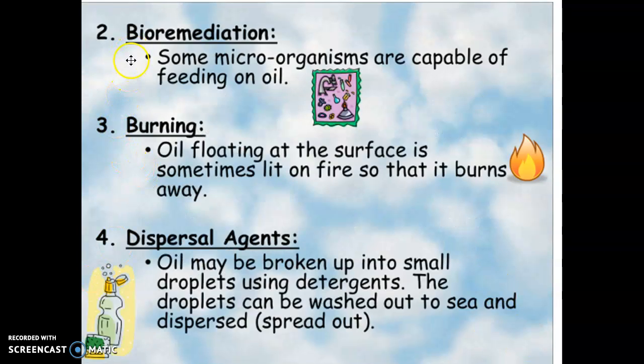Okay, number 2, bioremediation. So this is actually where there are some microorganisms or bacteria that are capable of eating hydrocarbons, which is essentially what oil is made up of. So what they can do is they can actually add the bacteria into the body of water where the oil spill has happened. And then, of course, over time, the microorganisms will essentially eat the oil that's there.